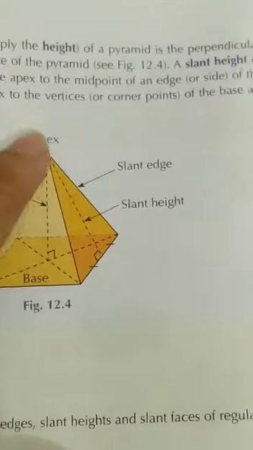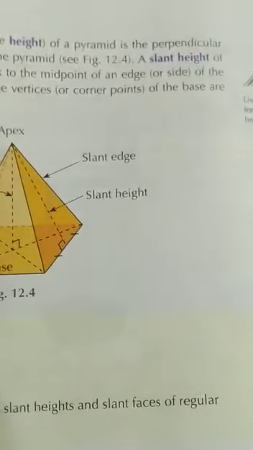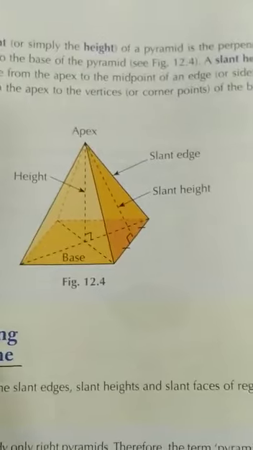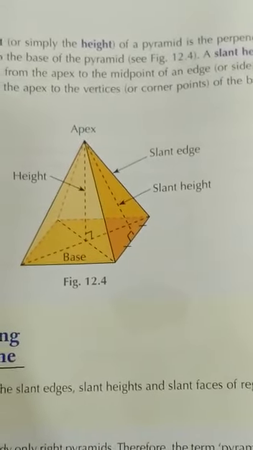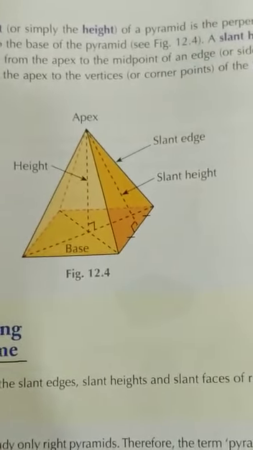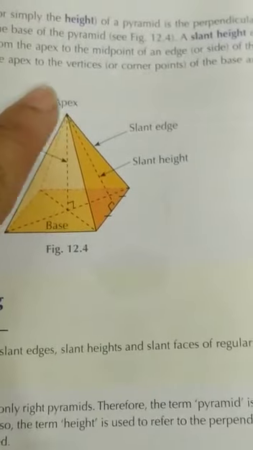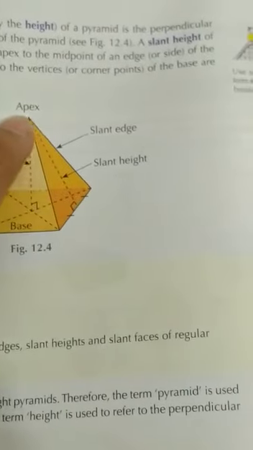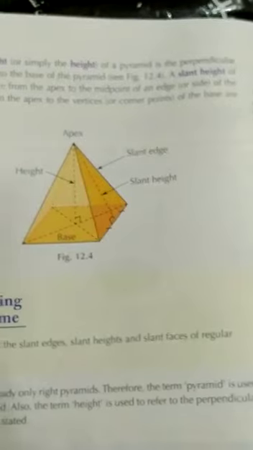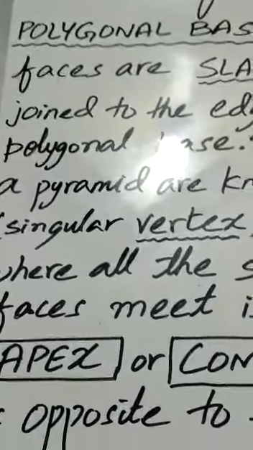Now, these are called slanted edges because at these edges two triangles meet each other, both the slanted triangles. And this is called slant height of a pyramid. Slant height is basically the height of the slanted triangular faces. So this is a pyramid. I hope you understand the pyramid.